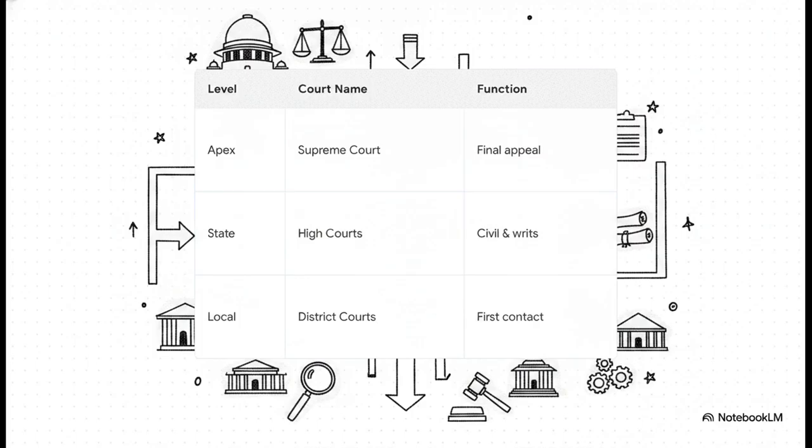At the very top, the apex, is the Supreme Court of India, the final court of appeal, and its rulings are binding on everyone. Below that, you have 25 high courts serving the states, acting as principal civil courts with writ jurisdiction. And down at the base are the district and sessions courts, which are the very first point of contact for local civil and criminal disputes.